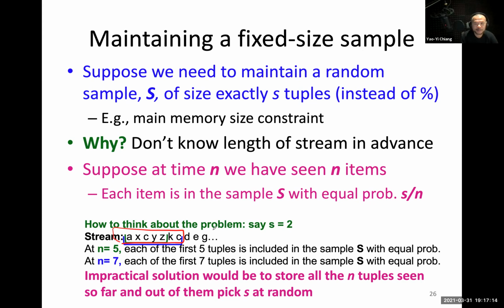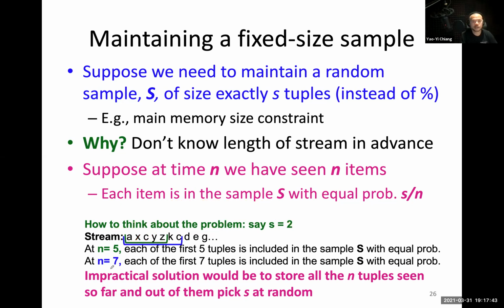This is your data stream. And we have S equal to 5. In your sample, you can keep 5 tuples. And we want to keep equal probability of selecting a tuple in the stream into the sample, right? A should have the same probability, X should have the same probability, C should have the same probability of being selected into the sample. So how do we do this?